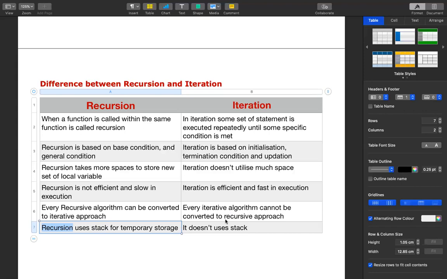I hope with this comparison you understand what recursion and iteration are in a better way.